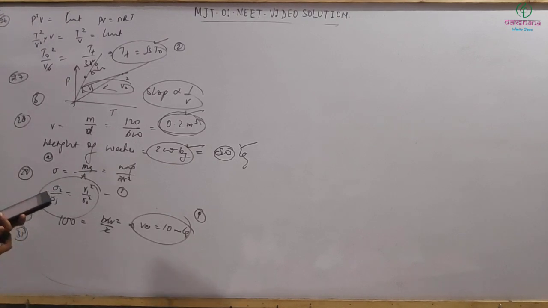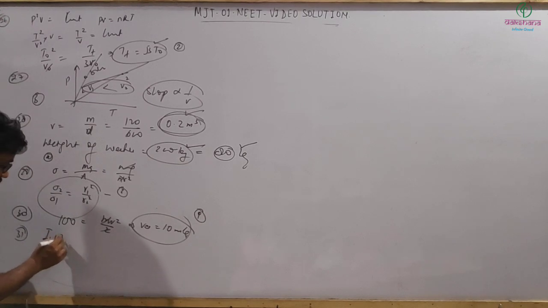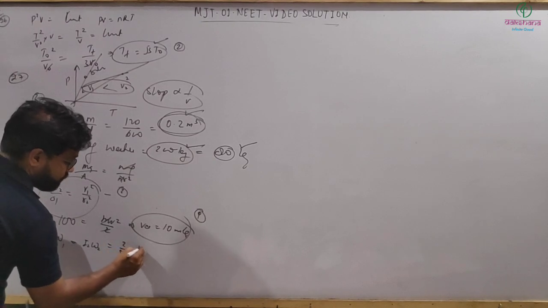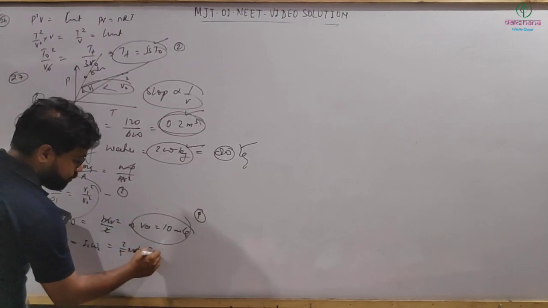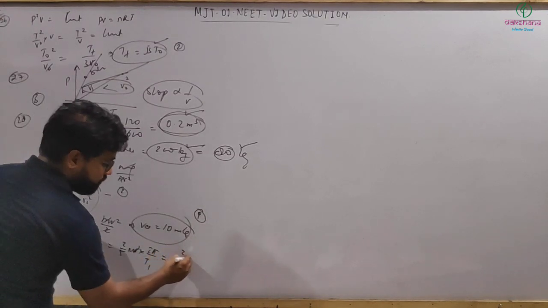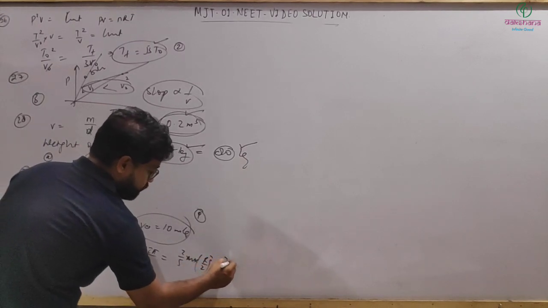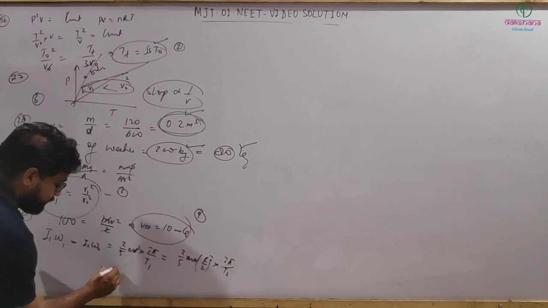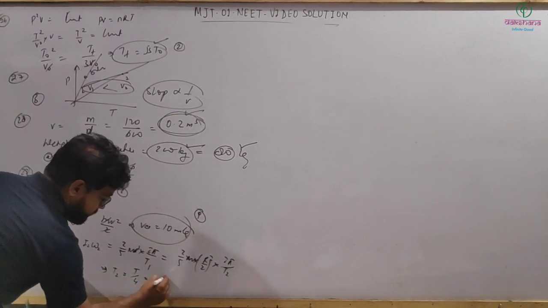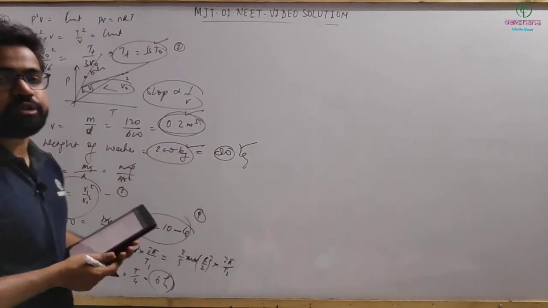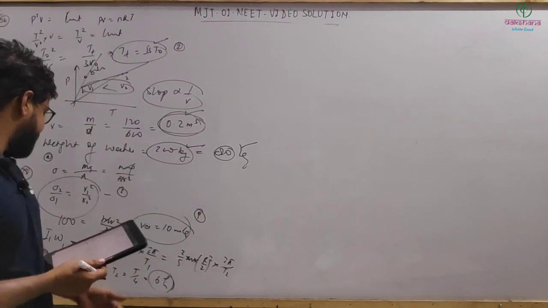Keeping the mass of the earth constant and its radius half, find the duration of the day. Angular velocity will change to keep the angular momentum constant. So we can apply I1 omega 1 equals I2 omega 2, where I is 2 by 5 m r square, and omega can be written as 2 pi by T1. Next, 2 by 5 into m, mass remaining same, r by 2 whole square, multiplied by 2 pi by T2. This implies T2 is equal to T by 4, that's equal to 6 hours. So the duration of the day will become 6 hours, matching with option number 4.